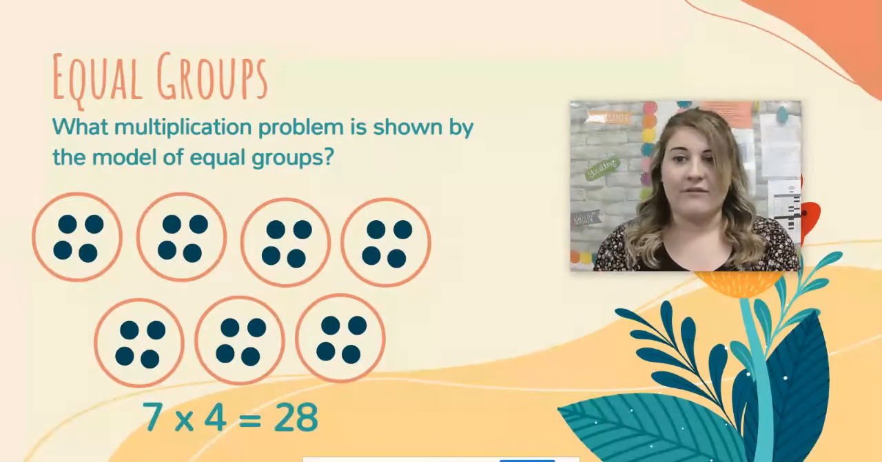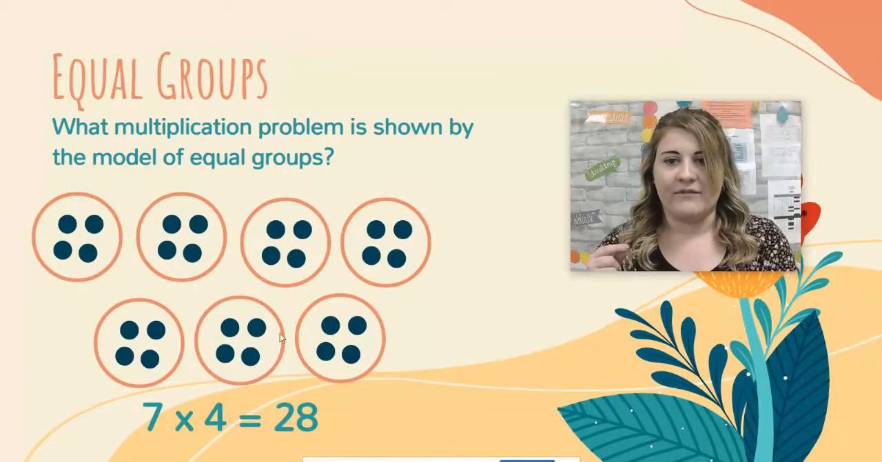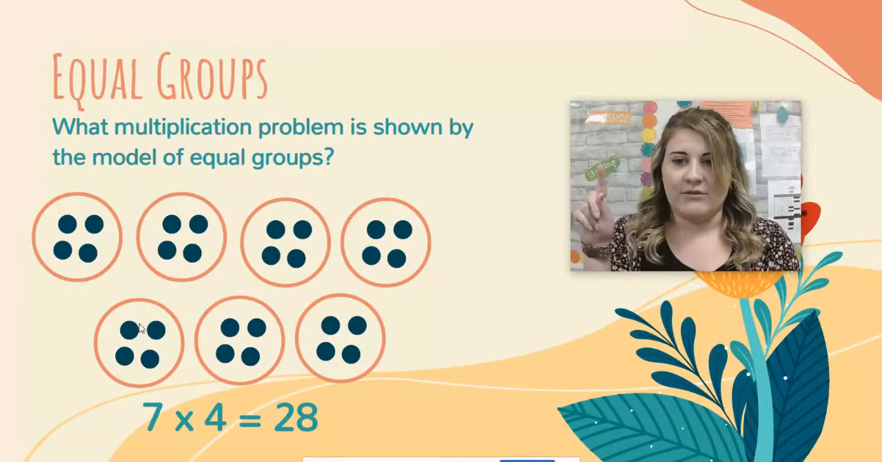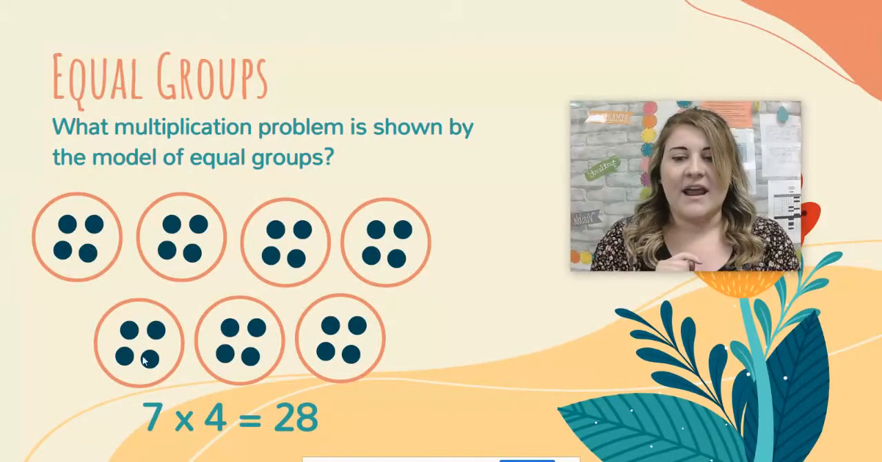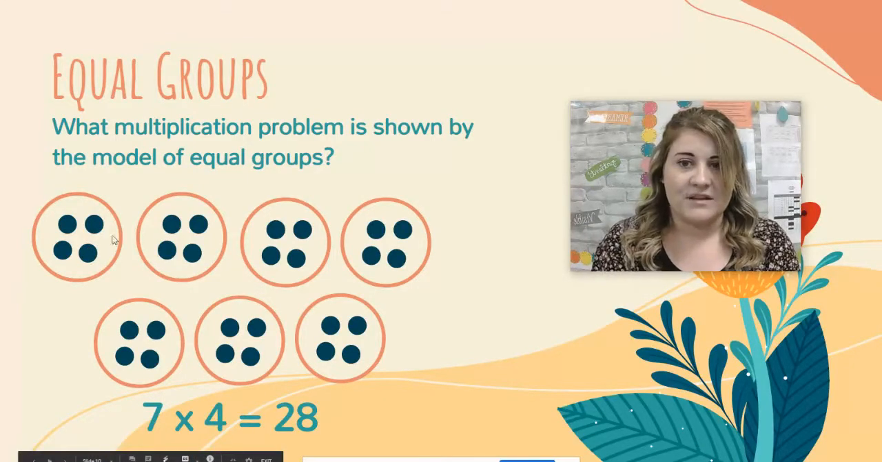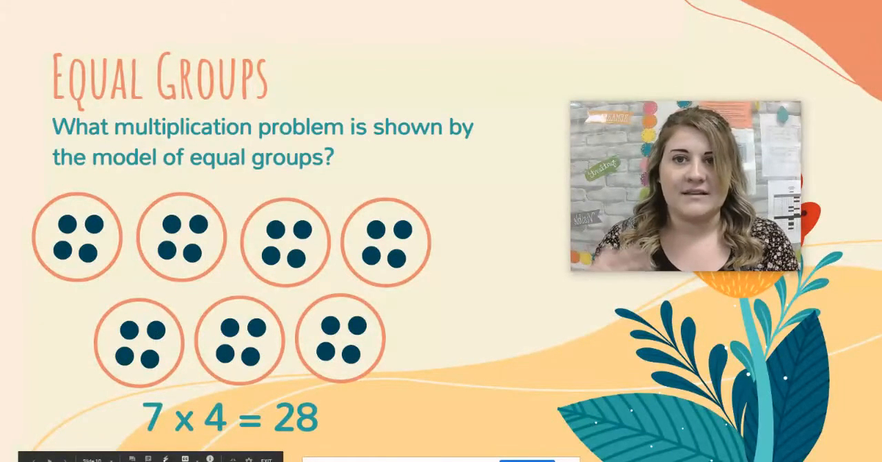So I had 7 groups, 1, 2, 3, 4, 5, 6, 7, big circles, 7 groups. There was 1, 2, 3, 4 in each group, so 4 was my second factor. And then 4 7 times is 28. So I did 4 plus 4 plus 4 plus 4 plus 4 plus 4 plus 4, or I counted up all the dots to get my answer.